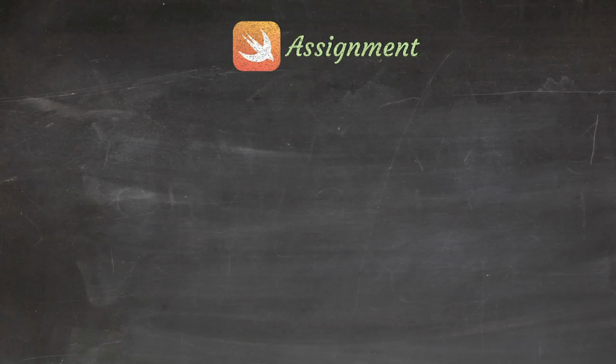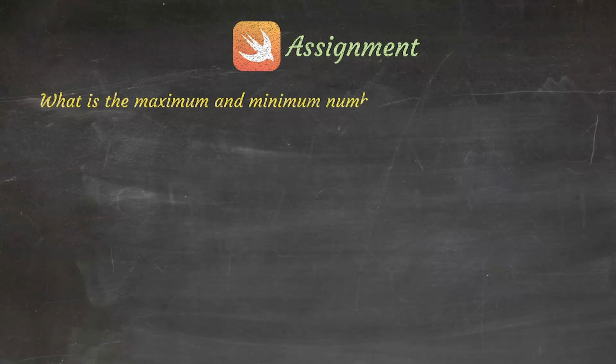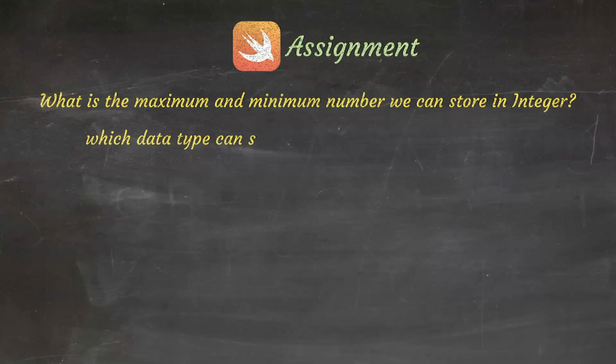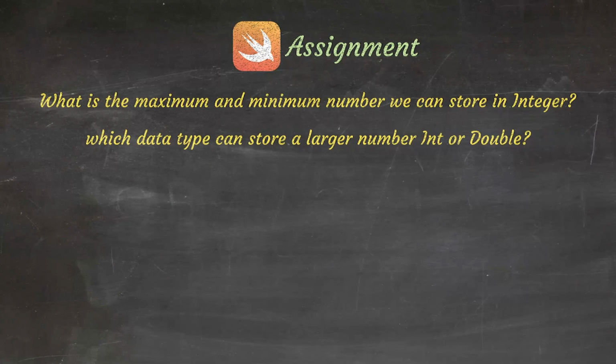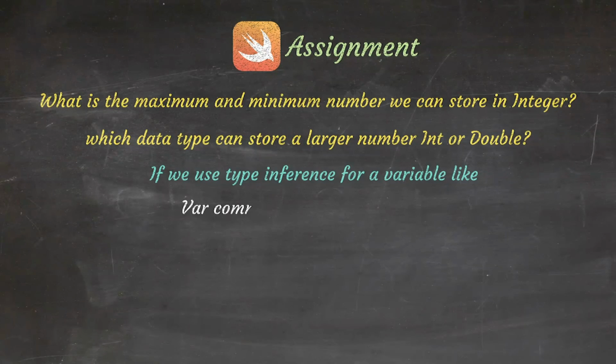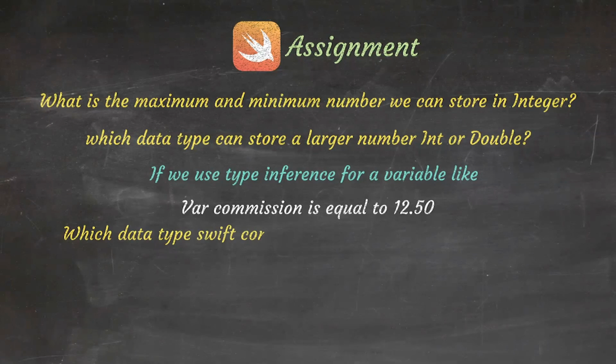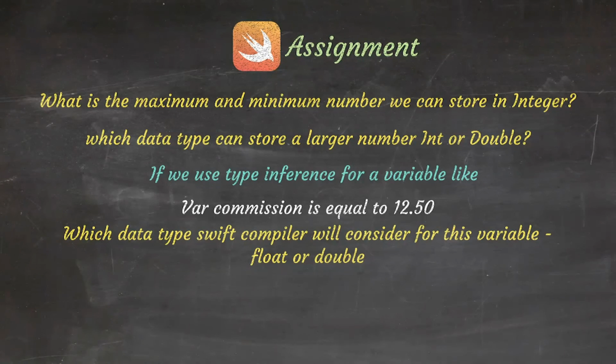Let me give you a short assignment. What is the maximum and minimum number we can store in an integer? Which data type can store a larger number, Int or Double? If we use type inference for a variable like var commission = 12.50, then which data type will the Swift compiler consider for this variable, Float or Double? You can post your answers in the comment section.